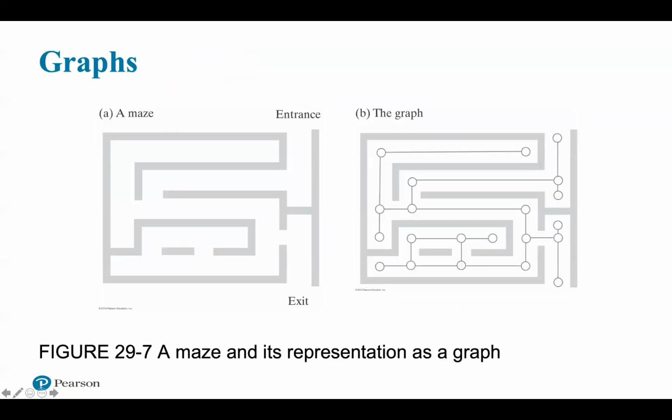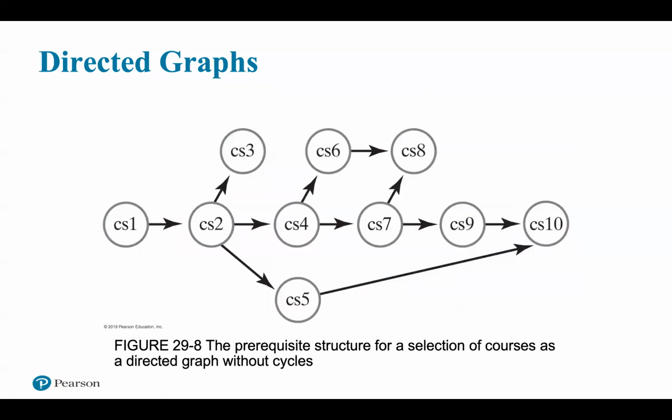And what about mazes? We can represent this maze as a graph by placing the vertices at the entrance and exit, at each turn in the path, and at each dead end, as figure 29.7b shows. This graph, like the road map in figure 29.1, is connected. For such graphs, we can find a path between any two vertices, as you will see later in this chapter.